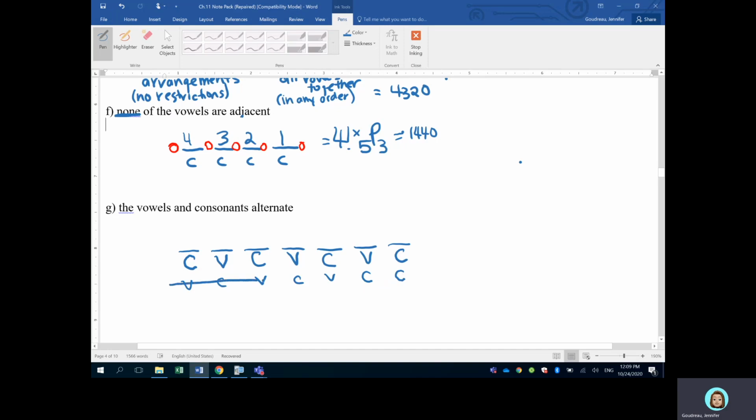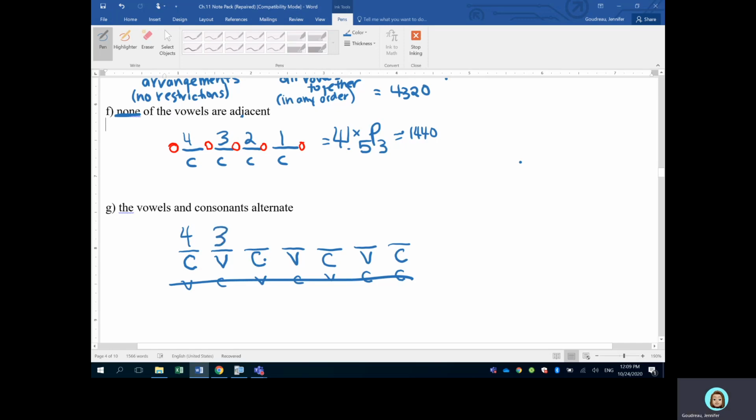So you have to sort of plan it out a little bit to see what works. And in this case, it only works to start with a consonant. We are not restricted as to which vowel or consonant we have to use in a particular order. So we're going to start with 4 choices of consonants. Then I have 3 vowels to choose from, so 3 choices of vowel.